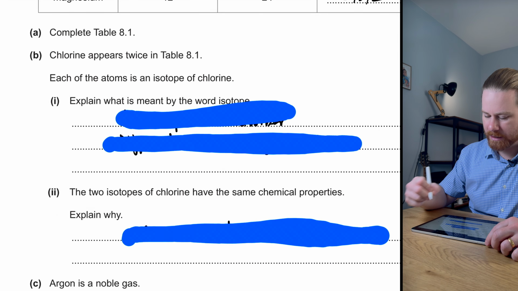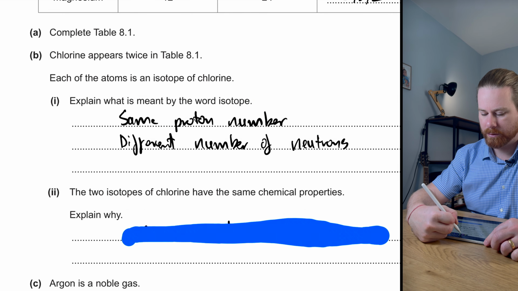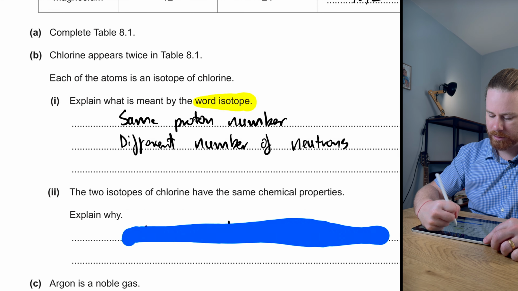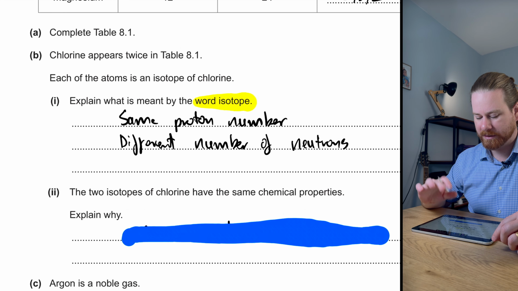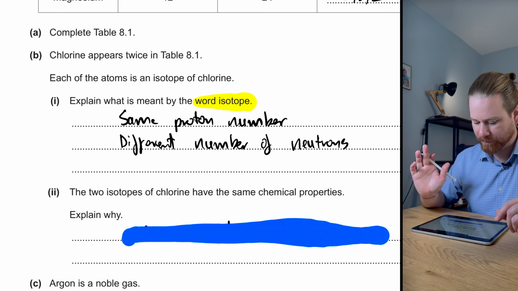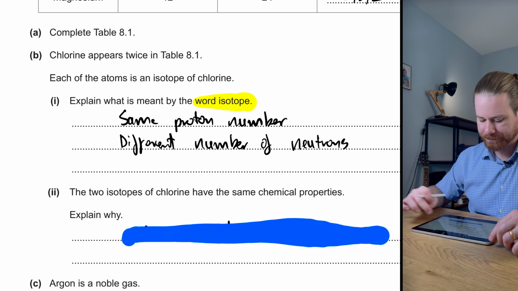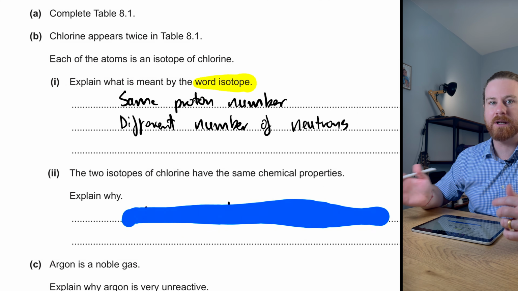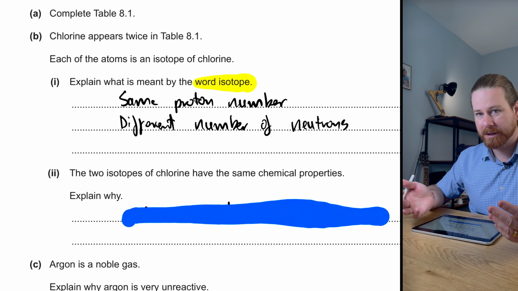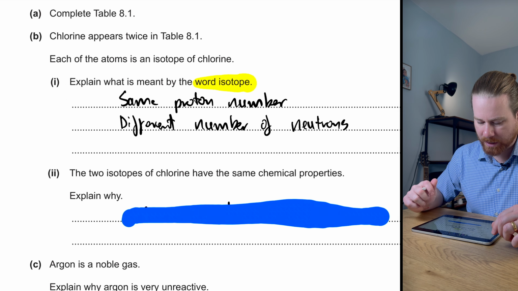Okay, what is meant by an isotope? So again, this is another definition to remember. We need to definitely learn what an isotope is. So we've got the same proton number, so each element has its own unique proton number, but we have a different number of neutrons. You could also say a different nucleon number if you want, that's also fine, but I just like to put it as a different number of neutrons.